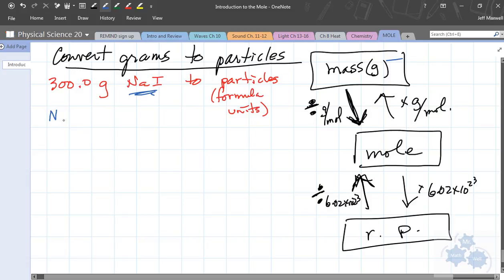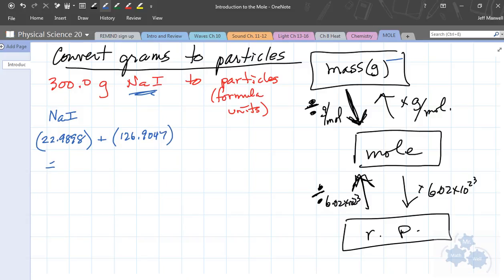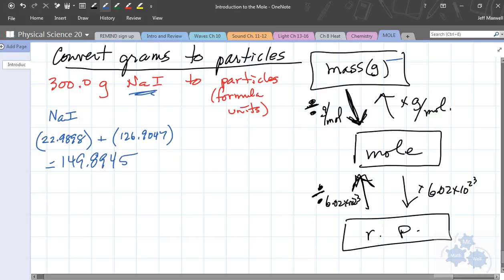So, sodium iodide, grams per mole. Should be pretty straightforward, there's just one of each. So what's the mass for sodium there? 22.9898, is it? Plus iodine is 126 point what? 9047. Okay, so we'll calculate that. Okay, and that's the grams per mole for sodium iodide. So that's this one right here, right? Right here, grams per mole.